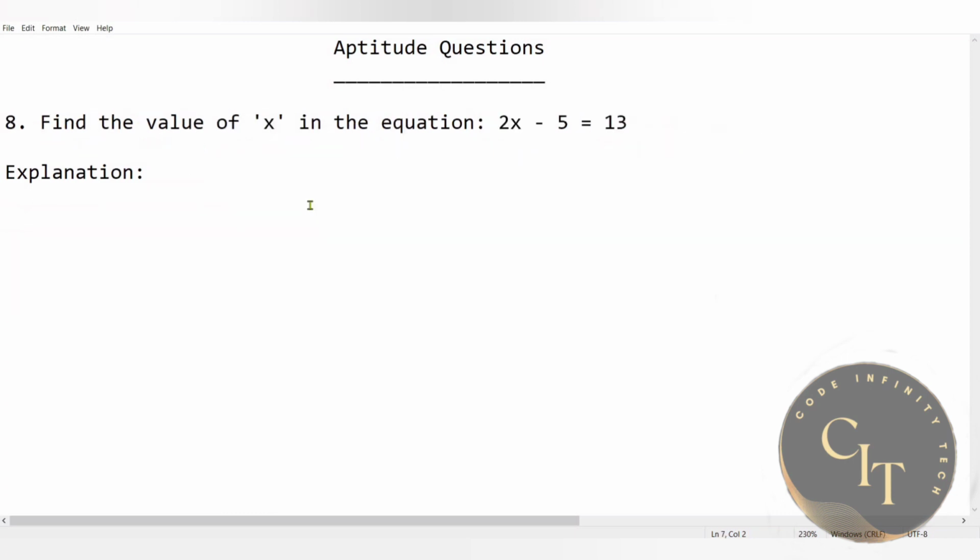Moving to the next question, find the value of x in the equation. So you know that this was a very simple question. Even though they will ask like this, you have to be very quick in solving these types of questions and move to the next question as soon as possible, not wasting much time here. So here you can find the x value easily: 2x equals 13 plus 5, 18, and then x is equal to 18 by 2, so total x value will be 9.